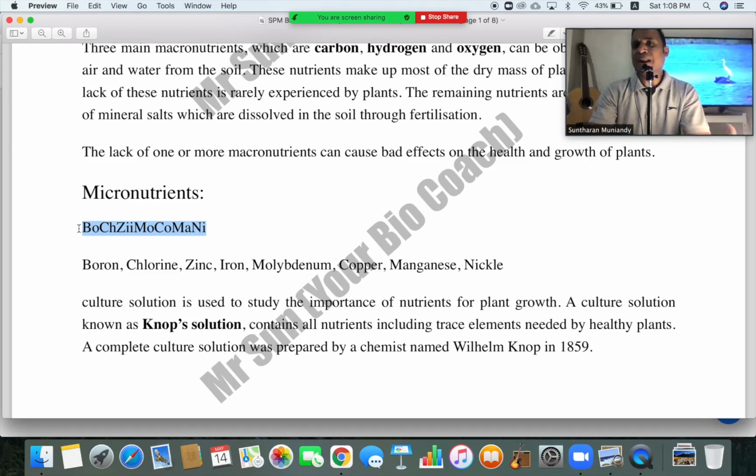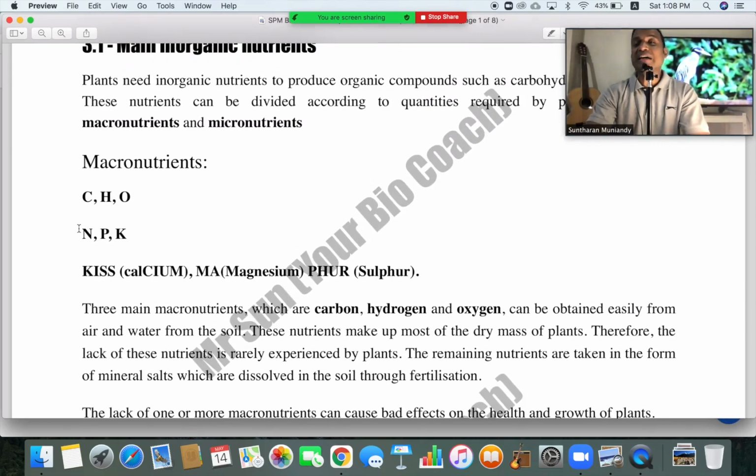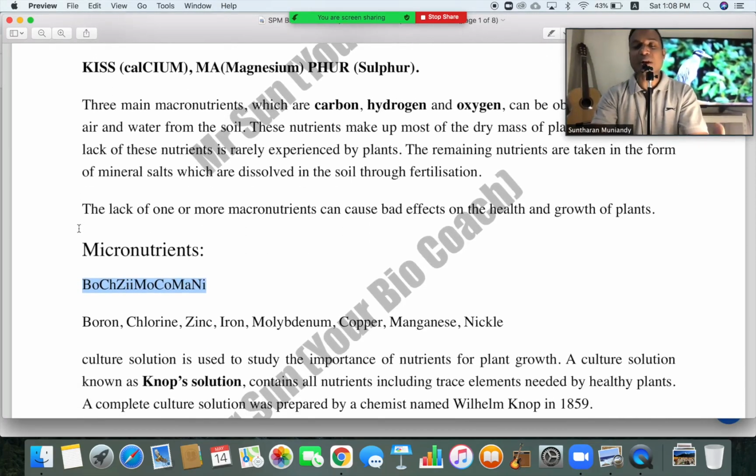Same thing, if you don't have enough of these micronutrients, the plant will face some deficiency, and they will show the effects of it. So we will be looking at what the effects are if one of the macronutrients is not there, what is going to happen to the plant? If one of the micronutrients is not there, what is going to happen to the plant? This is what we're going to look at.